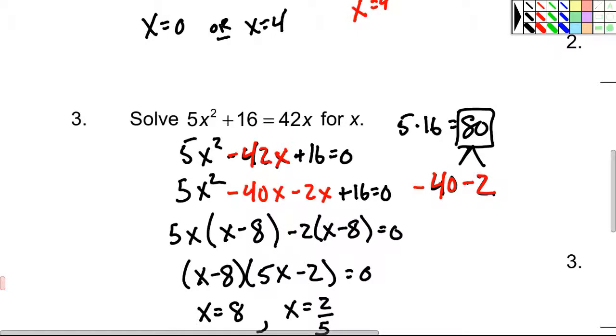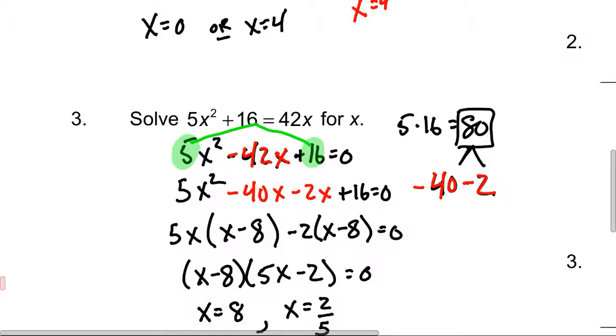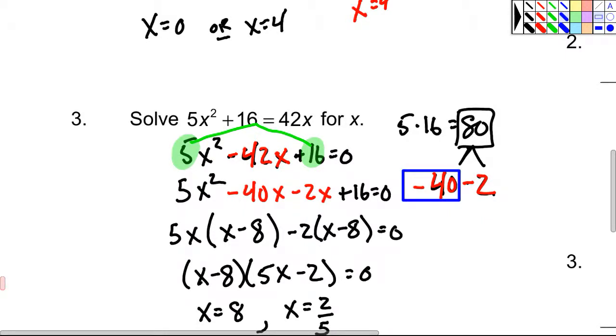Okay, well you take the coefficient here and your last term there, and they say you shoot them up. In other words, you're going to multiply them together. So that's what we did over here. We got our 5 times 16. What does that equal? 80. The next thing we ask ourselves is, what are two factors of 80 that when I multiply them together make a positive 80, and when I add them are going to add up to this middle term here.